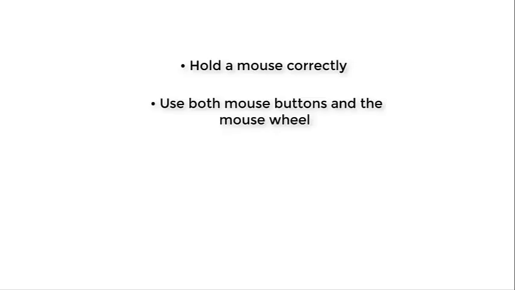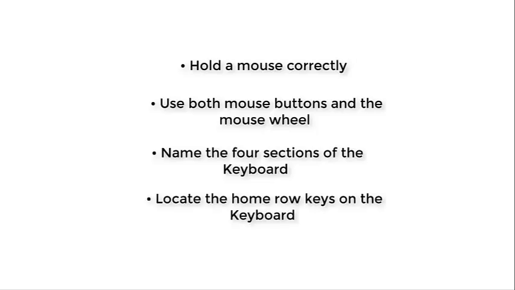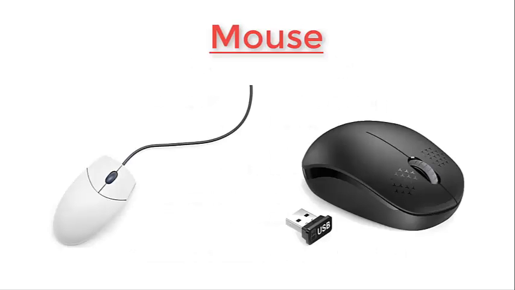By the end of today's lesson, you will be able to hold a mouse correctly, use both mouse buttons and the mouse wheel, name the 4 sections of the keyboard, locate the home row keys on the keyboard, and identify major keys and their functions. Let's start with the mouse.